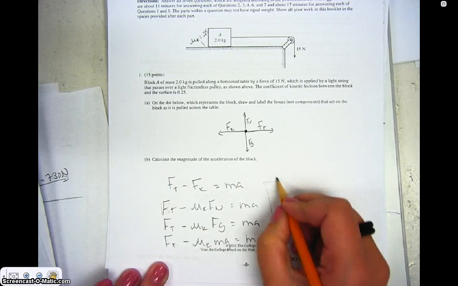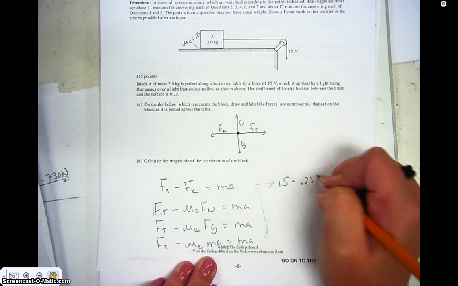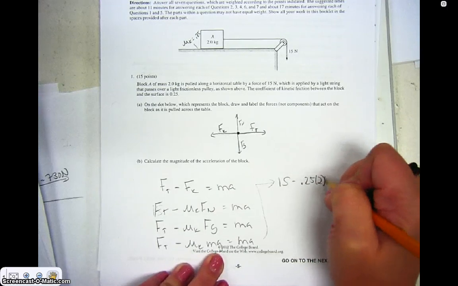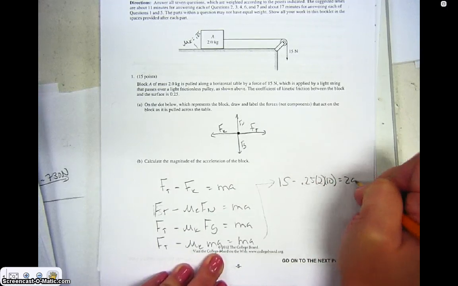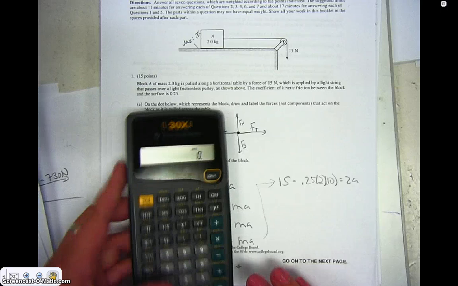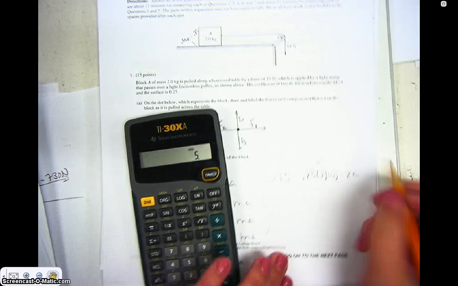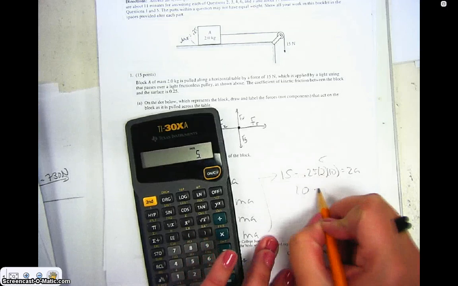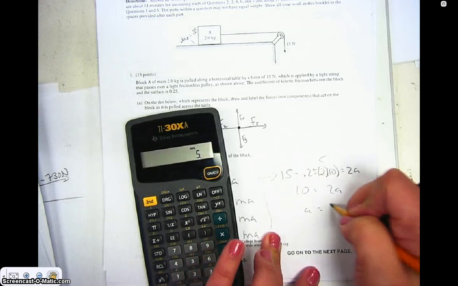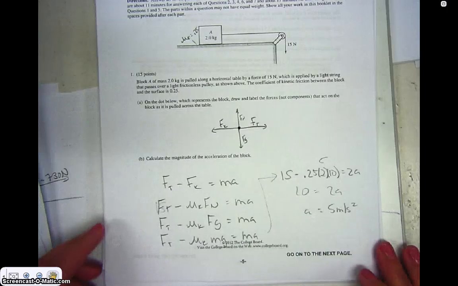So I'm just going to plug in up here, 15 newtons minus 0.25 times 2 times 10 equals 2a. So let me find a calculator here. 2 times 10 times 0.25 is 5. Okay, so 10 equals 2a, so a is equal to 5 meters per second squared. Alright, then on to the back.